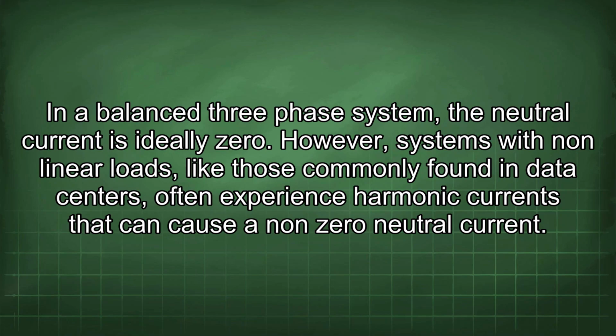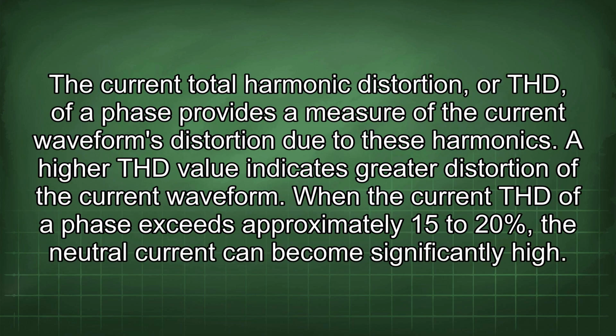In a balanced three-phase system, the neutral current is ideally zero. However, systems with nonlinear loads, like those commonly found in data centers, often experience harmonic currents that can cause a non-zero neutral current. The current total harmonic distortion, or THD, of a phase provides a measure of the current waveform's distortion due to these harmonics.